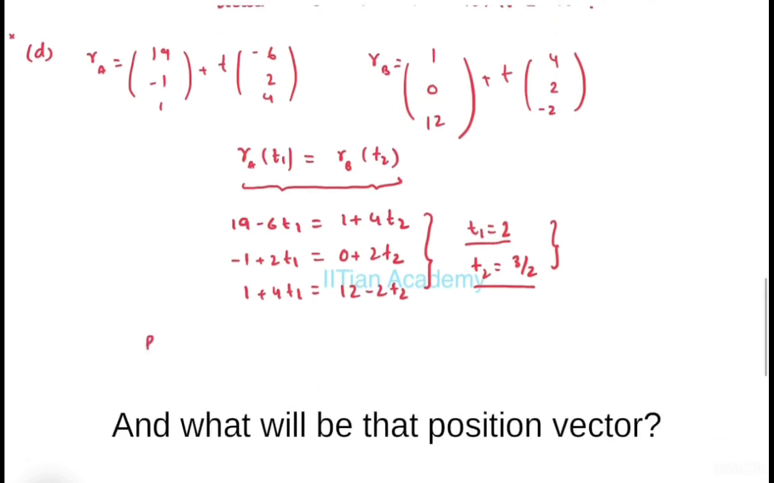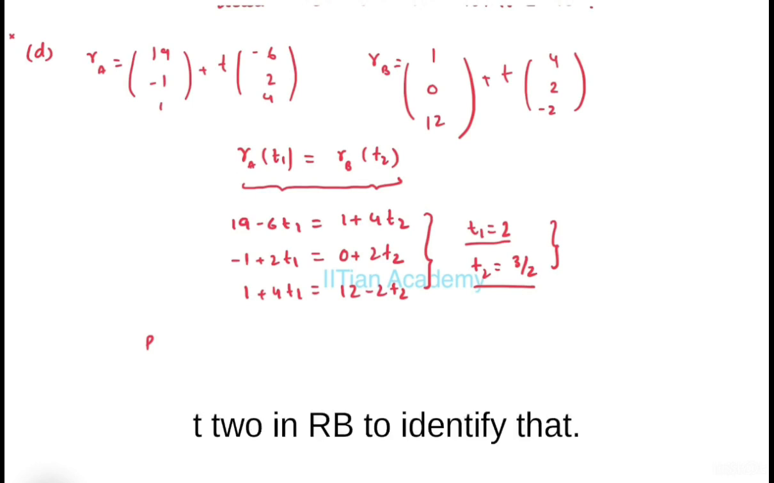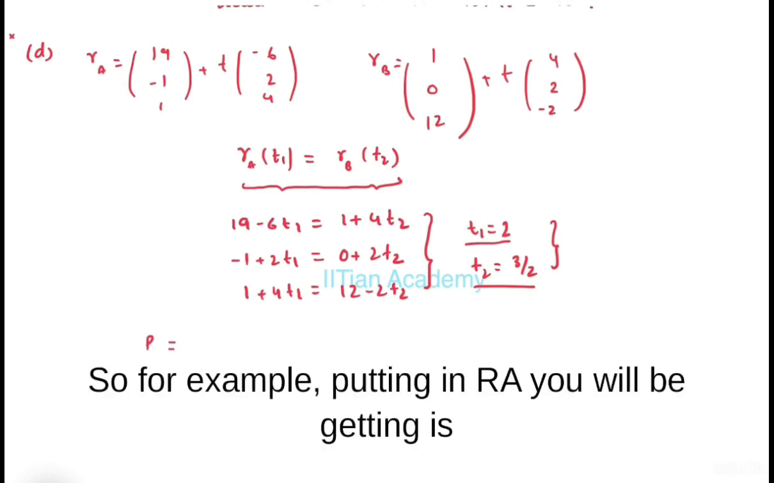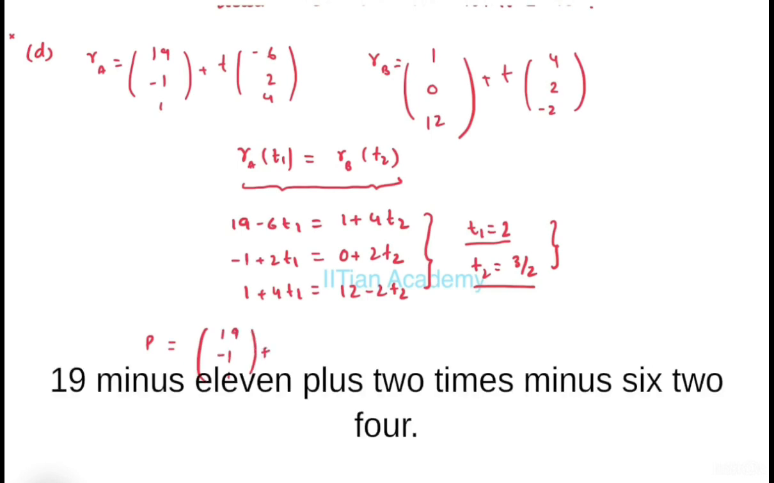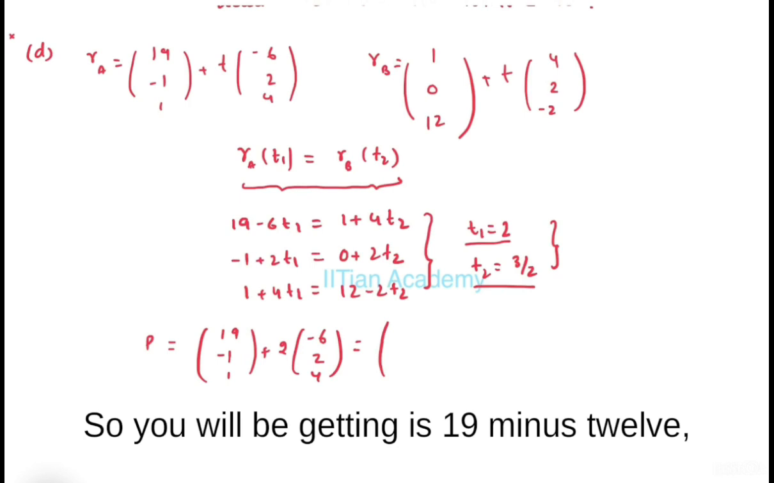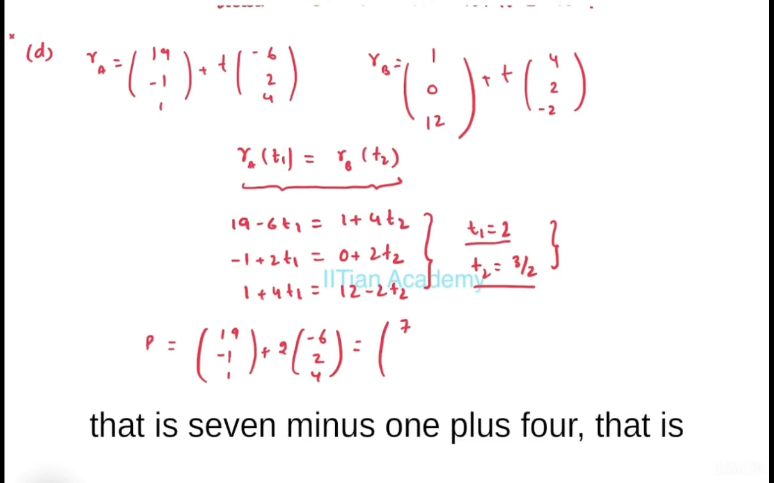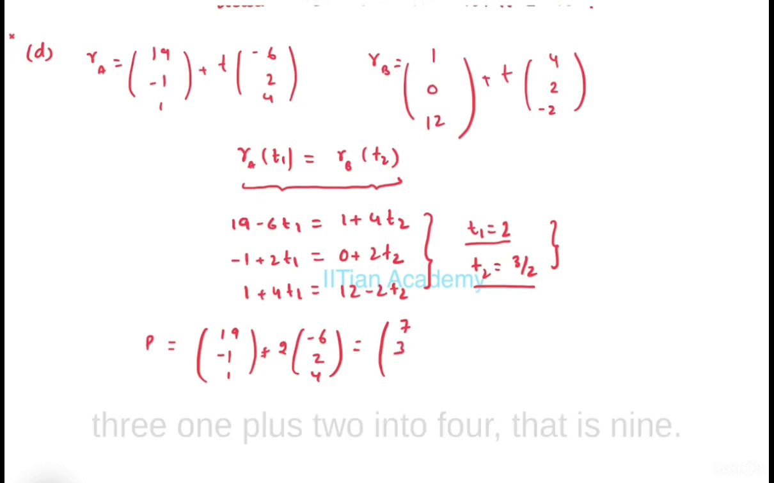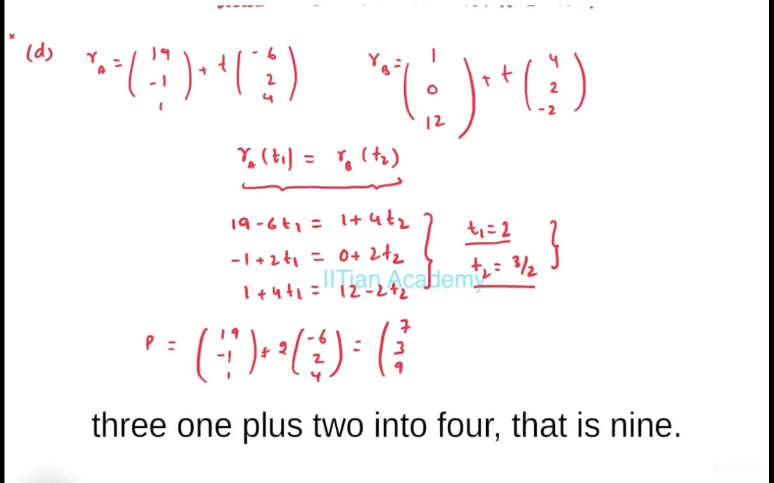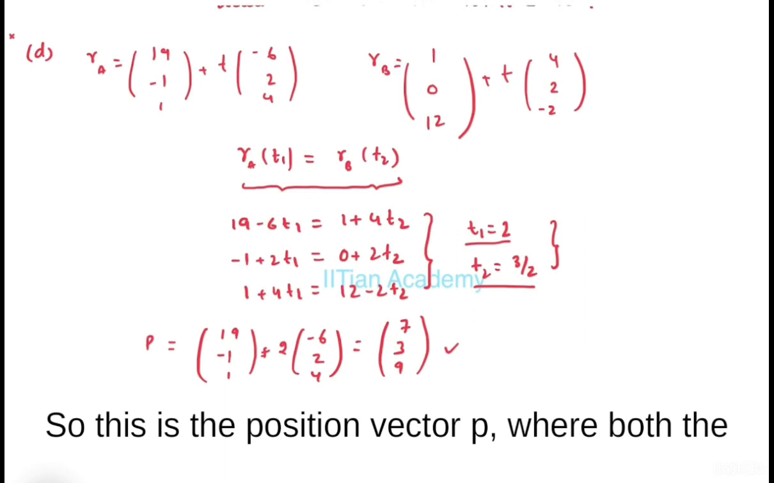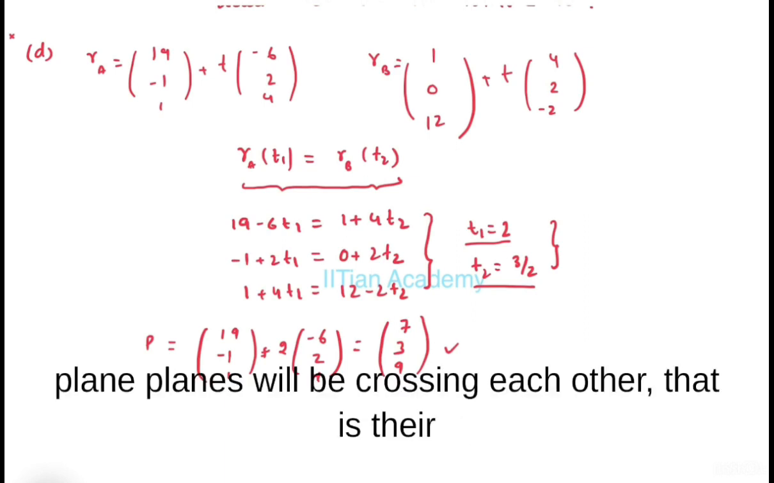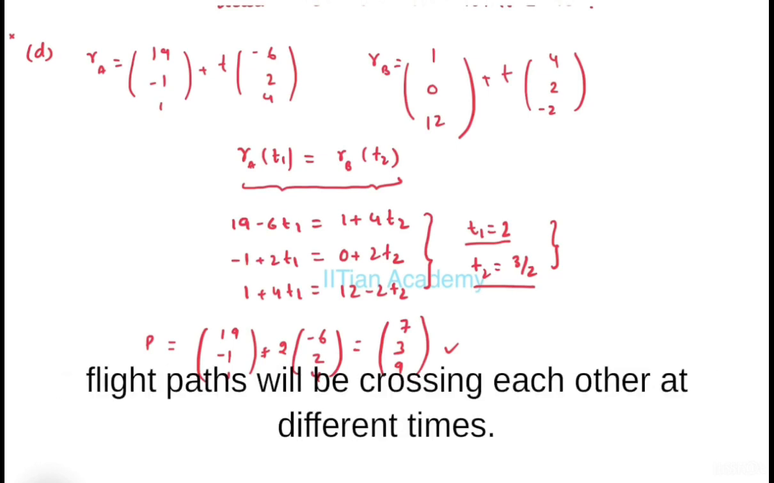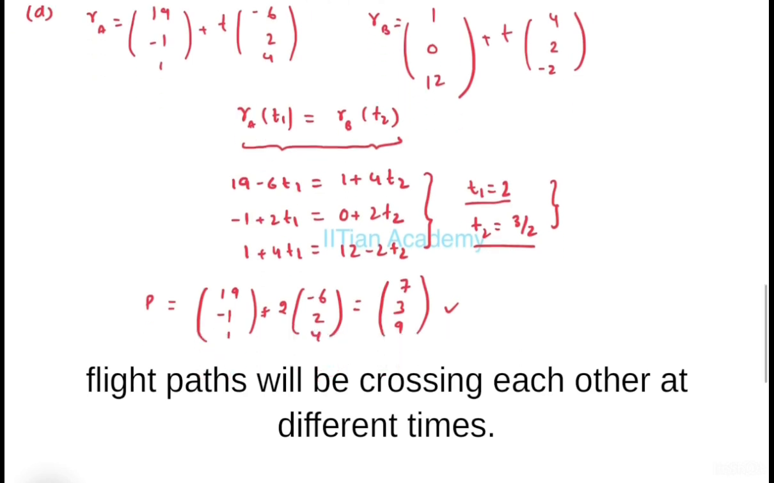And what will be that position vector? You can put t1 in RA or t2 in RB to identify that. For example, putting in RA, you will get 19 minus 12, that is 7, minus 1 plus 4, that is 3, and 1 plus 2 into 4, that is 9. So this is the position vector P, where both the planes will be crossing each other, that is, their flight paths will be crossing each other at different times.